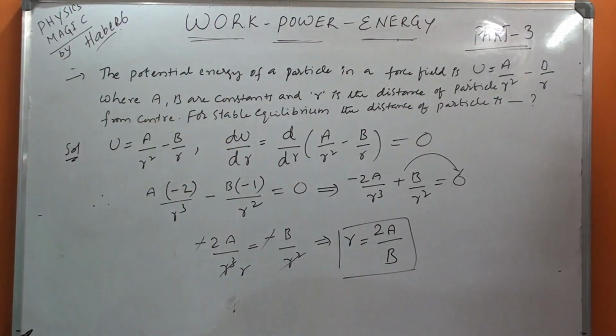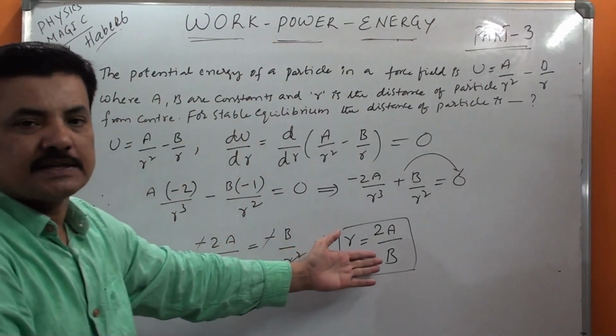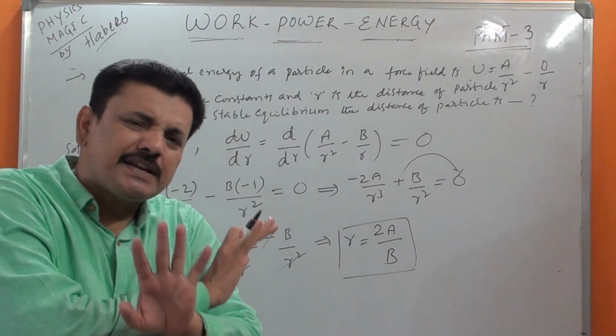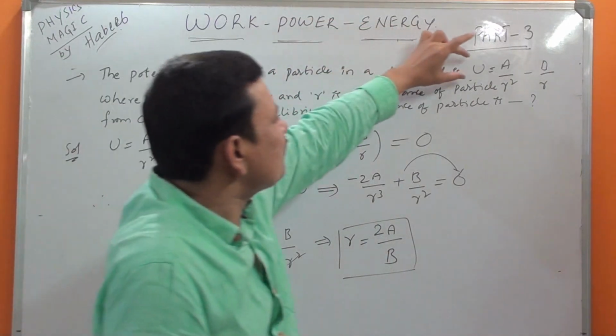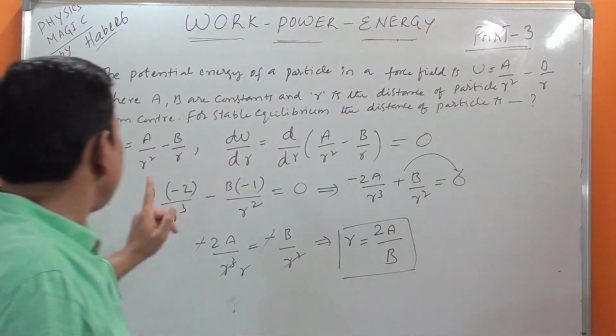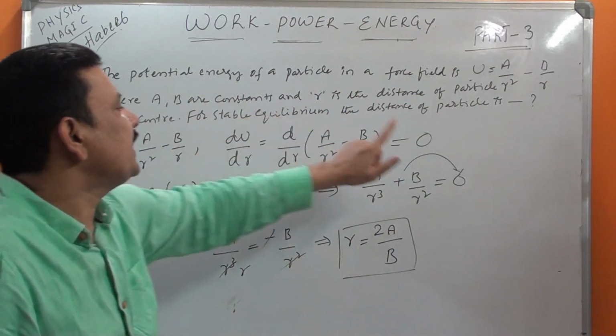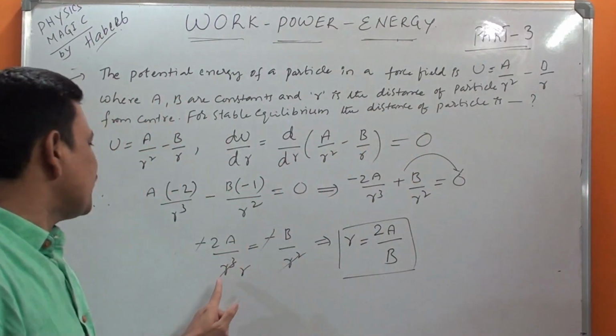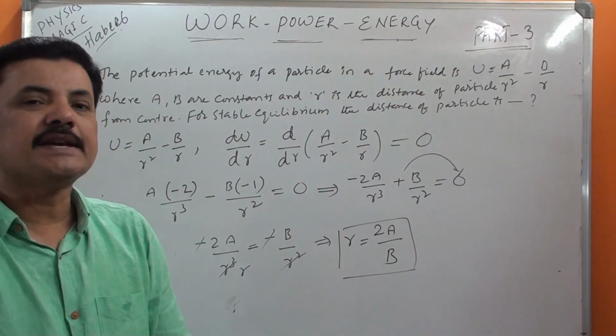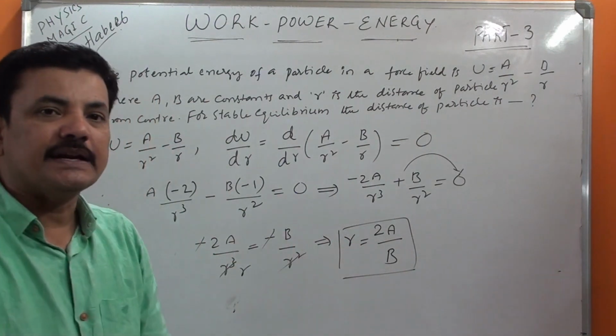He actually asked two questions. First, find the distance. But how simple, the procedure is very simple. He will give the potential energy equation. We have to differentiate that one, then equate it to 0. Thereafter you will get the distance. R is equal to 2a by b, you will get here.